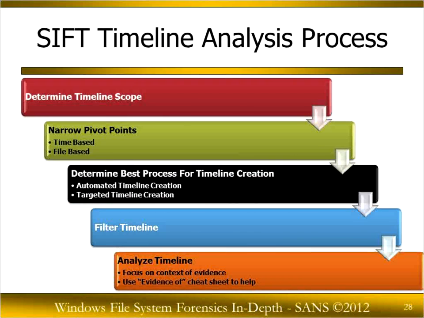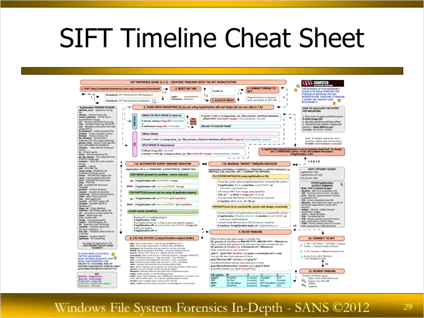So the SIFT timeline analysis procedure, this is what I usually run through with people, is you determine the timeline scope and narrow down your pivot points. Your pivot point is basically what you are focusing on in your timeline of interest. Potentially when something happened. Maybe you're looking for a file type. Maybe you're looking for when a specific process started. Determine the best process for your timeline creation, either automated or targeted. Filter your timeline, which includes deduplication of multiple different timeline artifacts that are the same, and then finally analyze the overall timeline. And then, of course, you can use your cheat sheet and the poster to help you out here.